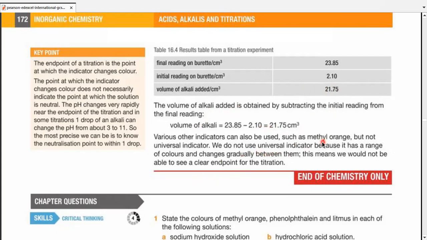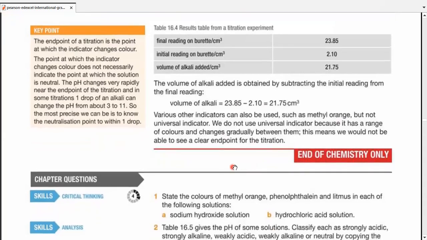Various indicators can be used. Methyl orange can be used, but not universal indicator. We do not use universal indicator because it has a range of colors and changes gradually between them. This means we will not be able to see a clear endpoint for the titration. So we do not use universal indicator for titrations. We actually use universal indicators to check how different solutions behave and give color, and we can then note down the pH.